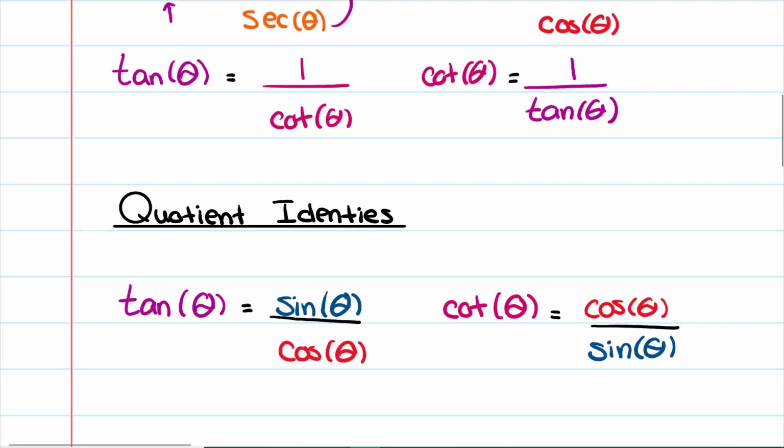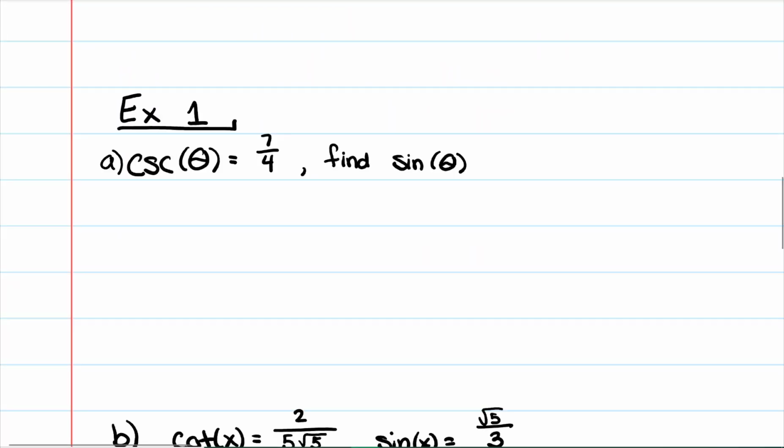The next identities I want to talk about are the quotient identities. We've already looked at these and used these identities to solve problems, but we have tangent is sine over cosine, which would make cotangent cosine over sine. Notice that tangent is the reciprocal of cotangent, so all we do is switch these to switch between tangent and cotangent.